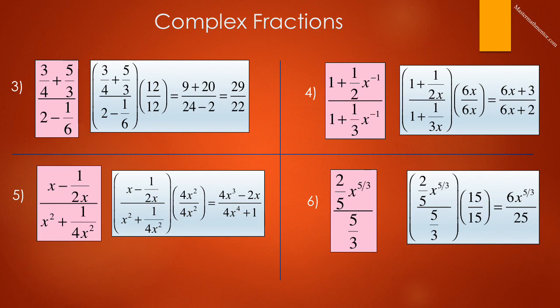In number 6, we have 2/5 x to the 5/3 all over 5/3. The LCD of this expression is 15. So we will multiply every term by 15, and we end up getting 6x to the 5/3 all over 25.